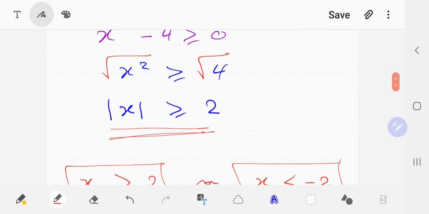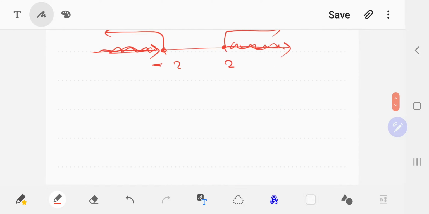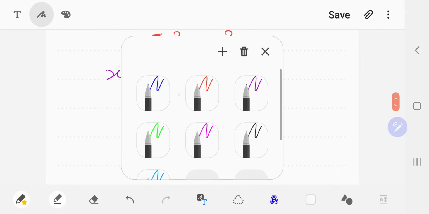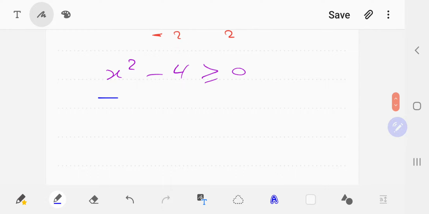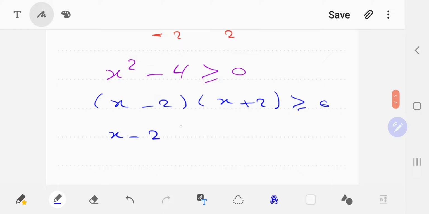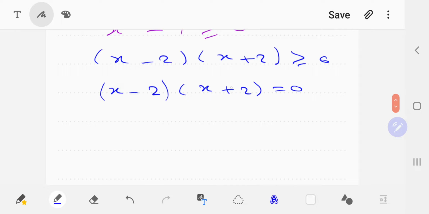Well, this is the first way. The other way that you can do to avoid such a mistake is simply by finding the zeros. X squared minus 4 greater than or equal to 0. Instead of going to the square root and these things, you can just factorize and then solve it as an equation to find the roots. And even if you cannot factorize, you can jump immediately to finding the roots by using the quadratic formula, for example. So x equals 2 or x equals negative 2.